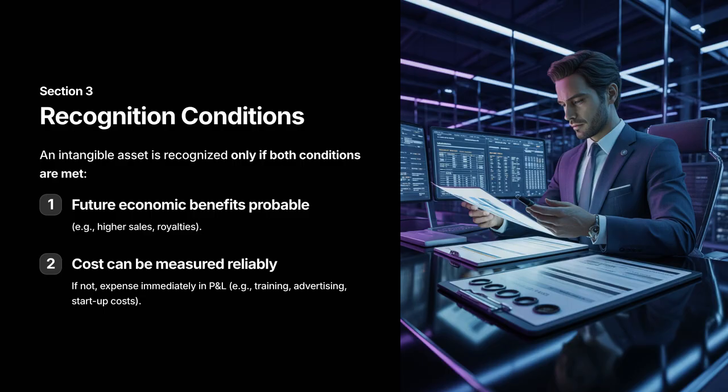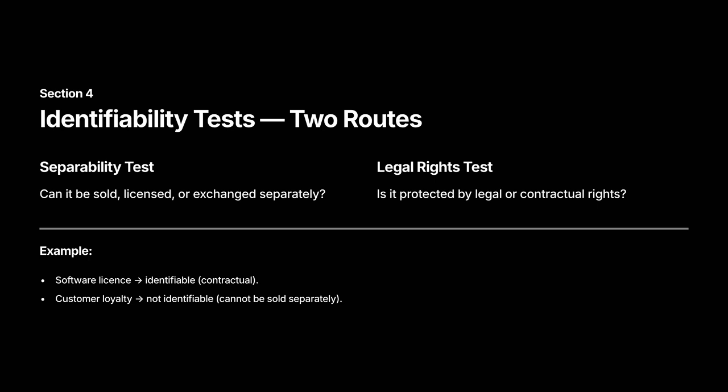If either condition fails, the expenditure is immediately charged to profit and loss. So, costs like staff training, advertising, or startup feasibility work are never capitalized. They're treated as expenses. This rule ensures that only assets with a clear and measurable economic future appear on the balance sheet.